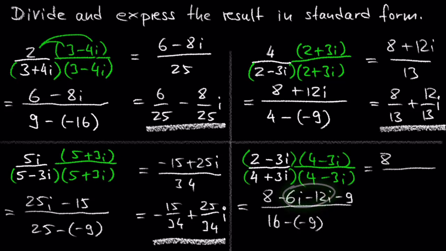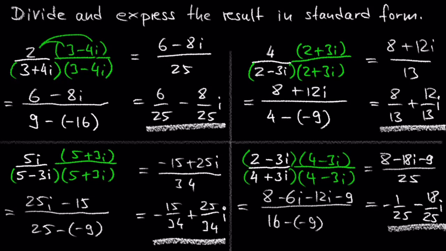Minus 6i minus 12i is minus 18i. And 16 plus 9 is 25. 8 minus 9 is negative 1. So we get negative 1 over 25 minus 18 over 25 times i, and we're done with this problem.